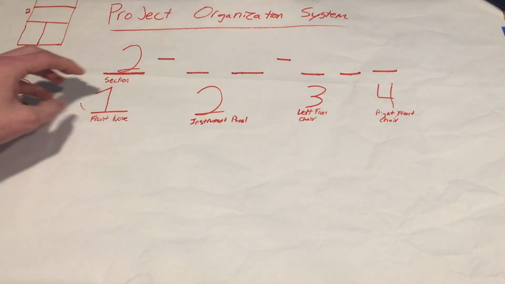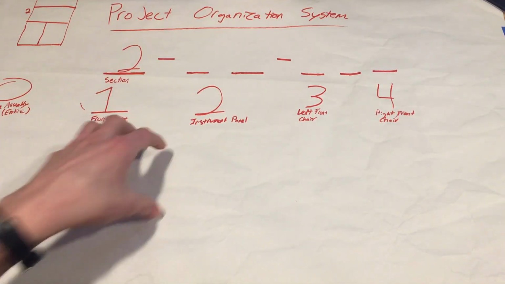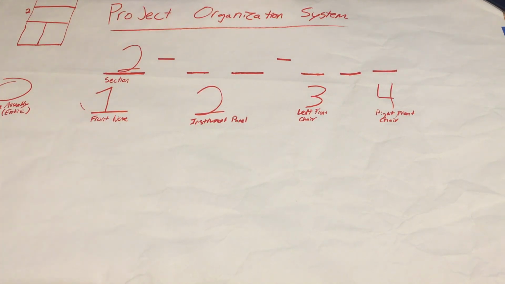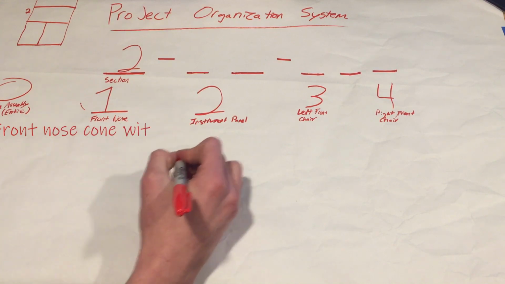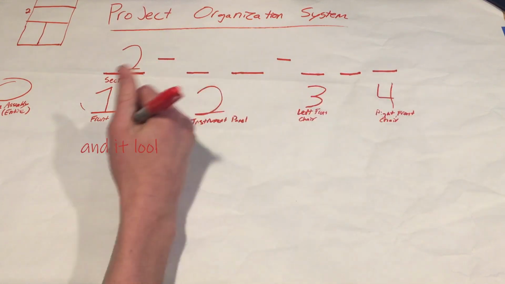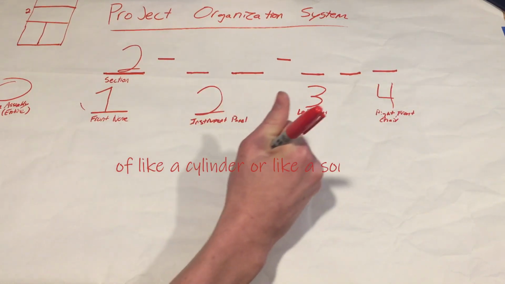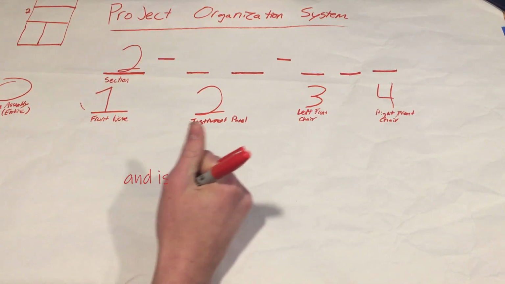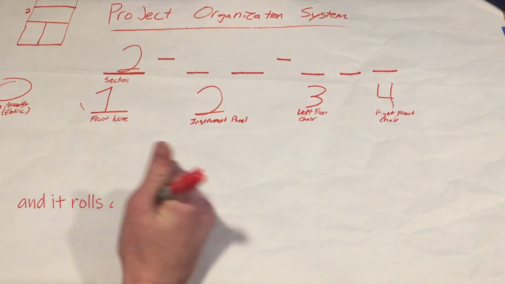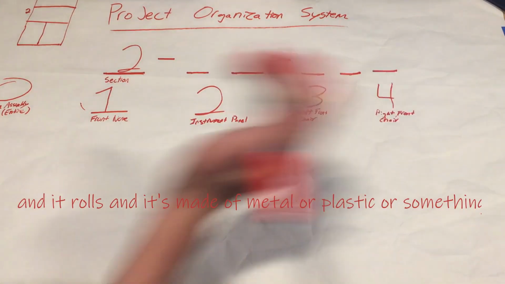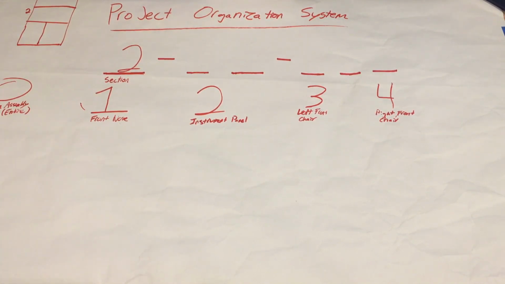It would be great to have 4 numbers and just write a paragraph after each number, but that would be super annoying. You'd have to be like, oh, it's section 1 front nose cone with little wheel and bearing, and it's very cute, and it looks kind of cylindrical, like a little soup can, and is very round and beautiful, and it rolls, and it's made of metal or plastic or something. That would be really confusing to do for every single part.